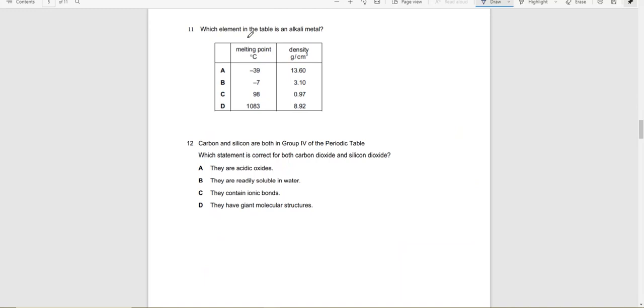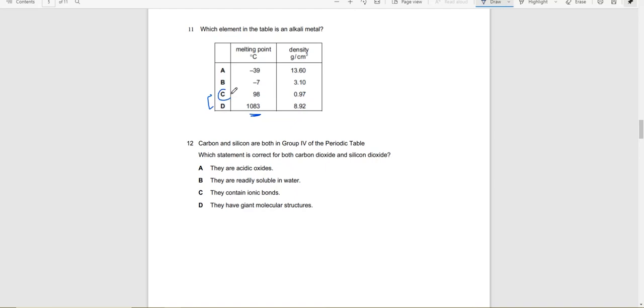Okay, which element in the table is an alkali metal? A and B have melting points below room temperature, which indicates that at room temperature the alkali metal is a liquid, which is not true. Alkali metals are solids at room temperature. So you are left with C and D. Now, alkali metals have low melting points. They do not have this high a melting point. This range of melting points is usually applicable to ionic compounds. So it will have a low melting point and the density would be on the lower side. So the answer would be C.